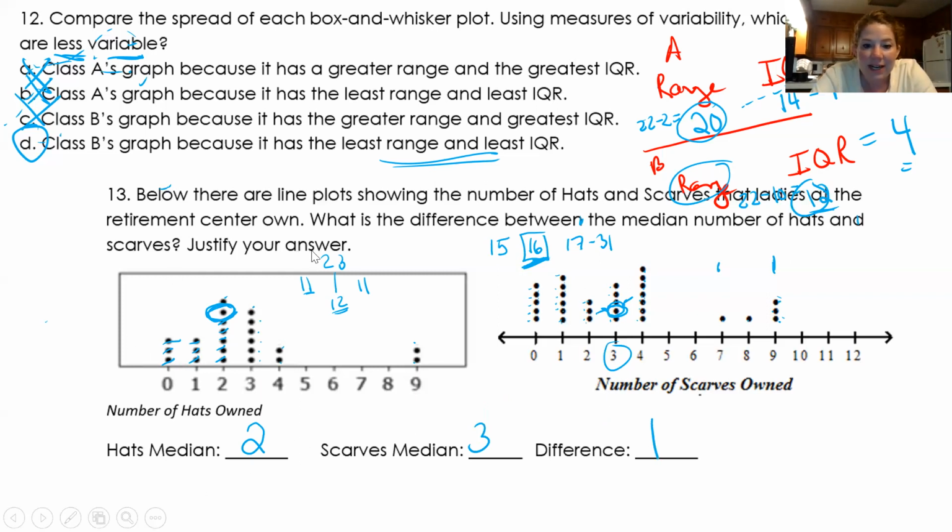And it says justify your answer. Well, look at that work I've done. I've done work, and I could say that 3 minus 2 equals 1. So that is good work.